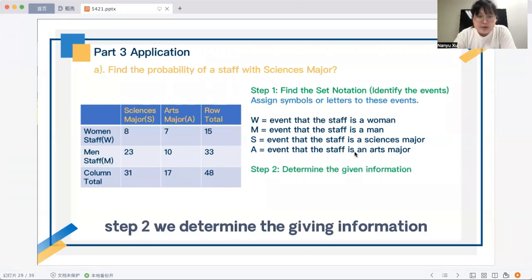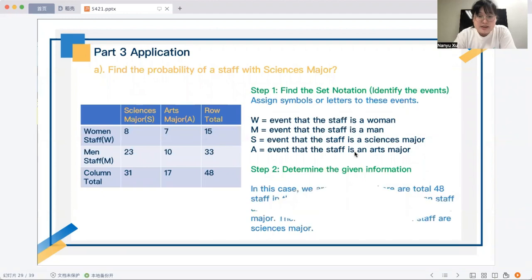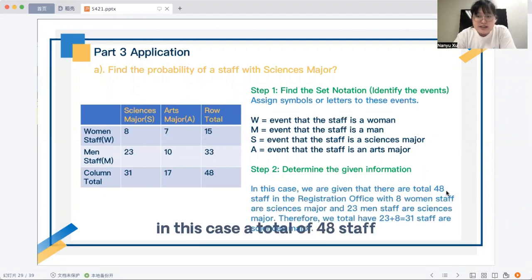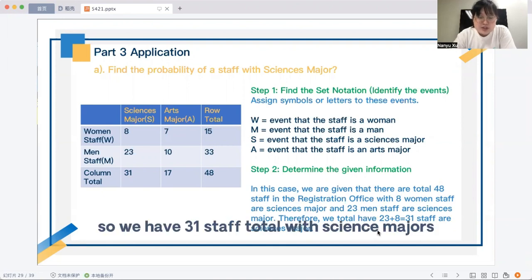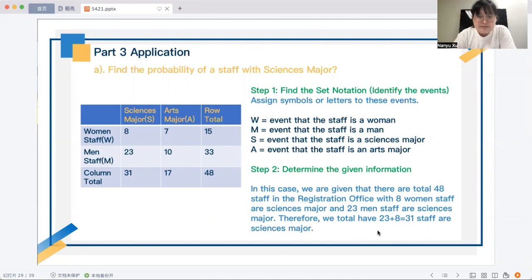Step 2, we determine the given information. In this case, a total of 38 staff, 8 women staff with science major and 20 men staff with science major. So we have 31 staff total with science majors.